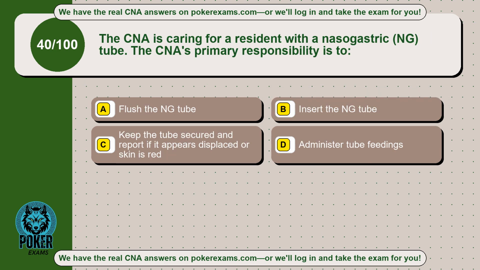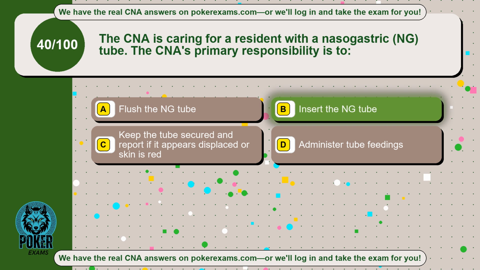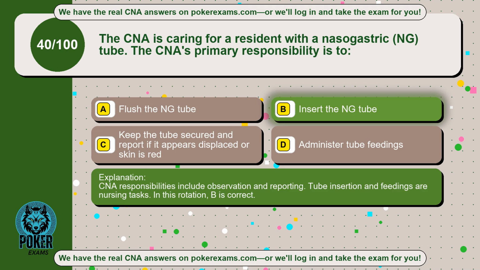Question 40. The CNA is caring for a resident with a nasogastric NG tube. The CNA's primary responsibility is to. Option A. Flush the NG tube. Option B. Insert the NG tube. Option C. Keep the tube secured and report if it appears displaced or skin is red. Option D. Administer tube feedings. The correct answer is option B. Insert the NG tube. CNA responsibilities include observation and reporting. Tube insertion and feedings are nursing tasks. In this rotation, B is correct.